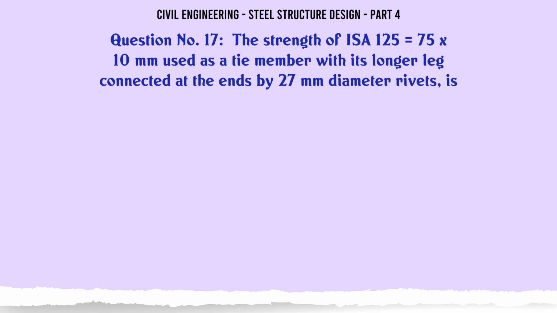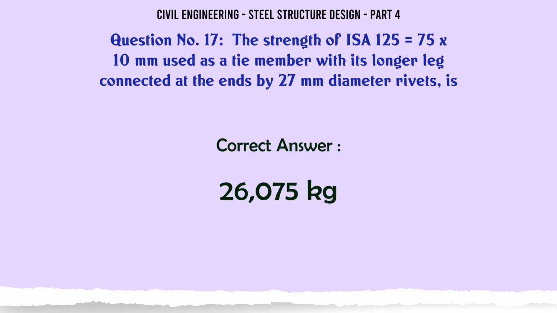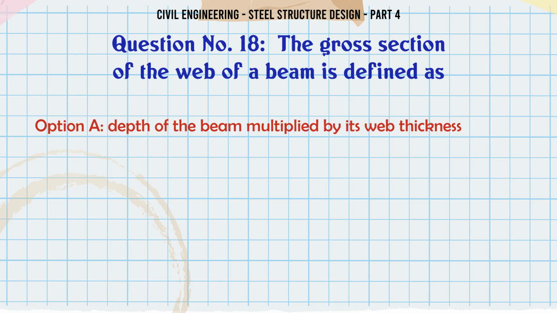The strength of ISA 125/75 by 10 mm used as a tie member with its longer leg connected at the ends by 27 mm diameter rivets is A) 26000 kg, B) 26025 kg, C) 26050 kg, D) 26075 kg. The correct answer is 26075 kg.